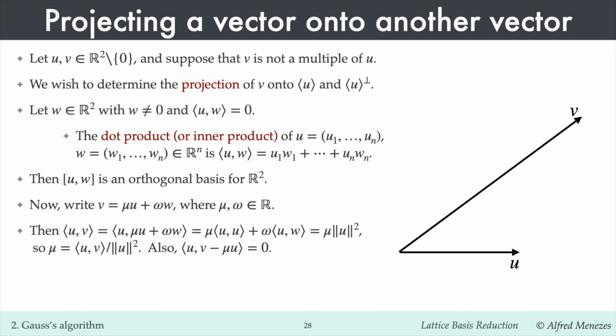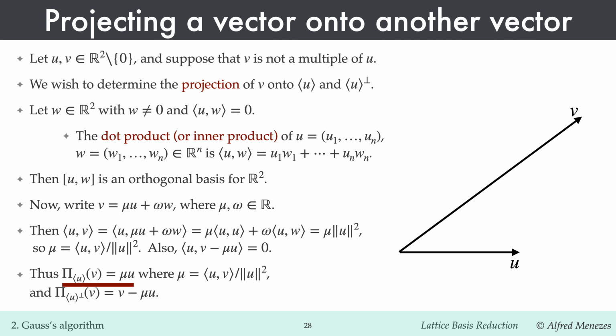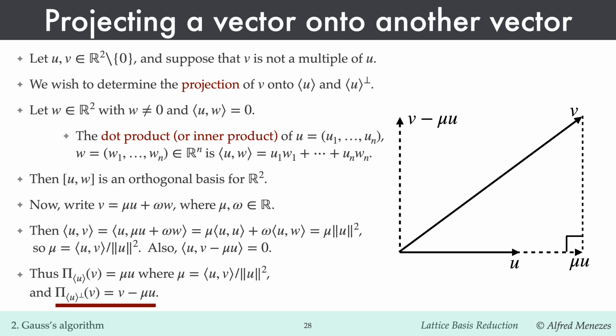The dot product of u and v is mu times the length of u squared. So the coefficient mu is the dot product of u and v divided by the squared length of u. Furthermore, u and v minus mu times u are orthogonal to each other. Therefore, the projection of v onto the subspace generated by u is mu times u. And the projection of v onto the orthogonal line is v minus mu times u.